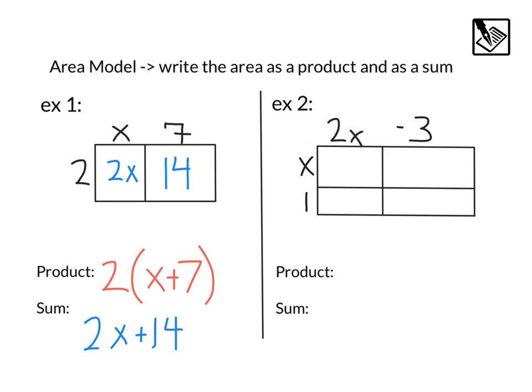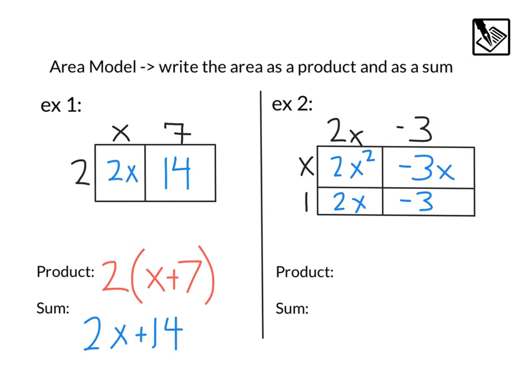Here's our second example. First, I'm going to fill out the rectangles. Looks like we've got x times 2x. That's 2x squared. 1 times 2x, that's 2x. x times negative 3 is a negative 3x. And 1 times negative 3 is negative 3.